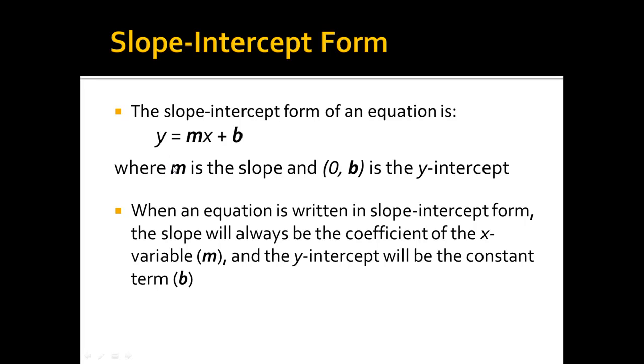The next thing we'll look at is the slope-intercept form of an equation. If we solve for y in an equation and we put it in the form y equals mx plus b, where m and b are numbers, like y equals 3x plus 2. M, the coefficient of the x, represents the slope, and b is the y-intercept. So when an equation is written in slope-intercept form, and that's a very important part, I can't look at this equation in any other form and make this assumption. I have to say, when an equation is written in slope-intercept form, the slope will always be the coefficient of the x variable. The y-intercept will be the constant term b.